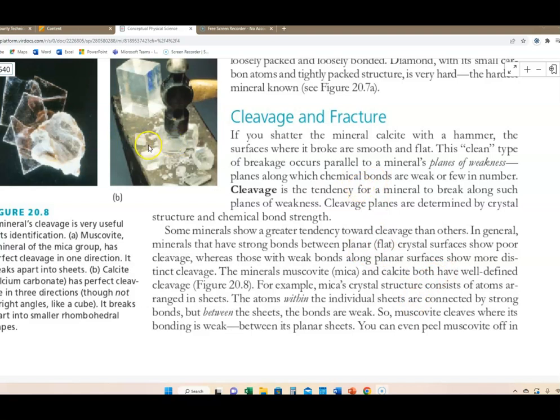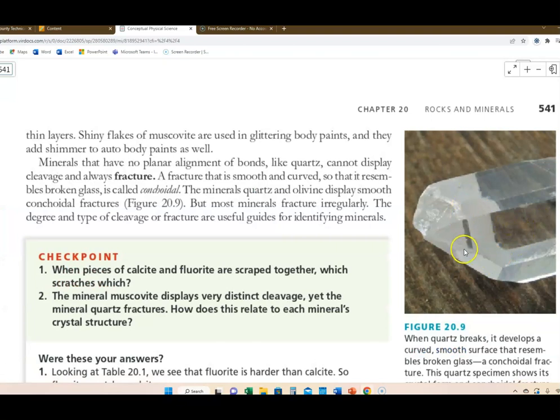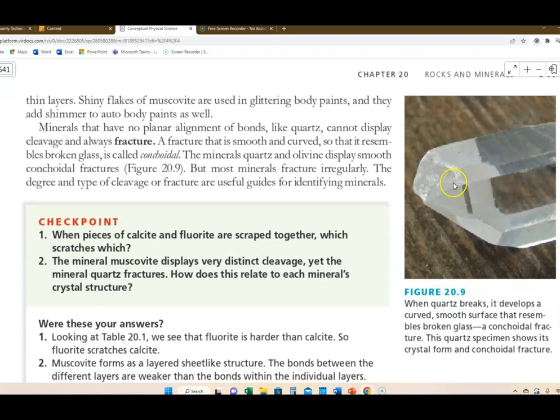If a mineral does not cleave, then it undergoes what's called fracture. Here, let's take a look at that. So this is an example. Quartz, for example, does not have good cleavage, right? It doesn't break along weak bonds because all the bonds are basically the same. So when quartz breaks, just look at this picture right here. It's just kind of this curved structure, and it's actually called conchoidal fracture.